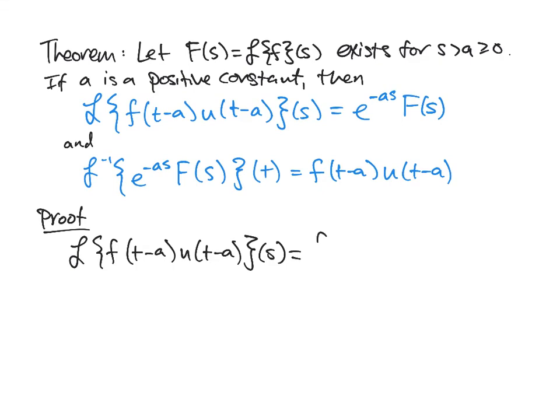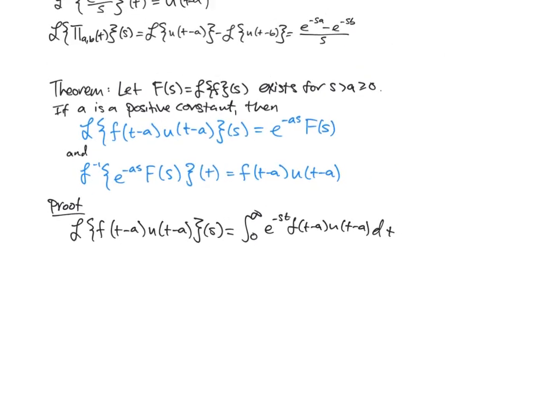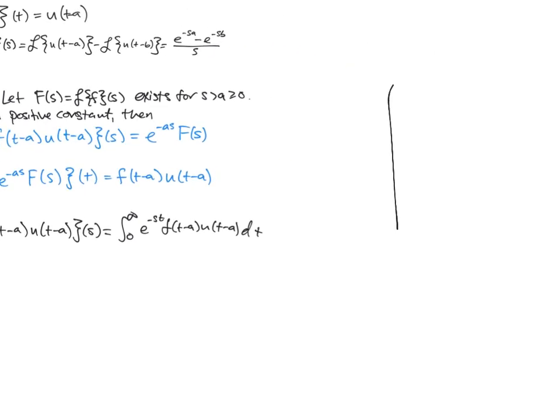And so we can write out the definition. It's always a good place to start. The integral of e to the negative st f of t minus a, u of t minus a, dt. Now, what's happening with this integrand here? So when we do f of t minus a, let's come over here and draw this.